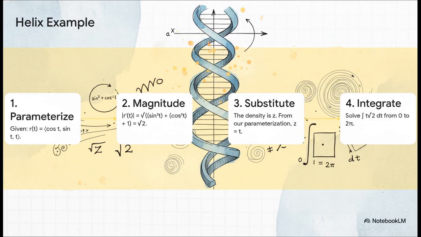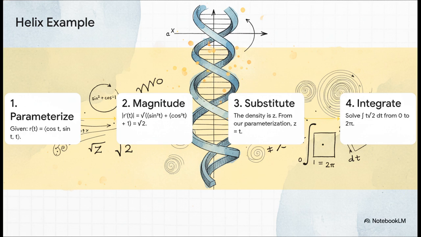Step 2, compute the magnitude of the derivative. So the derivative of r of t is just negative sine t, cos t, 1. Now for the magnitude, we take the square root of the sum of the squares. So that's the square root of sine squared plus cosine squared plus 1. And hey, remember our old friend, the Pythagorean identity? Sine squared plus cosine squared is just 1. So the whole thing simplifies beautifully to just the square root of 2.